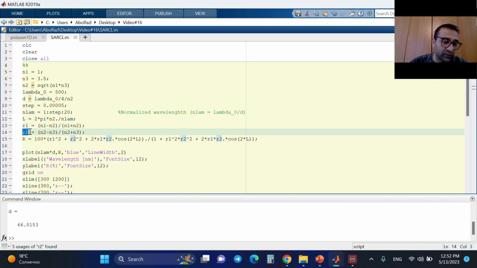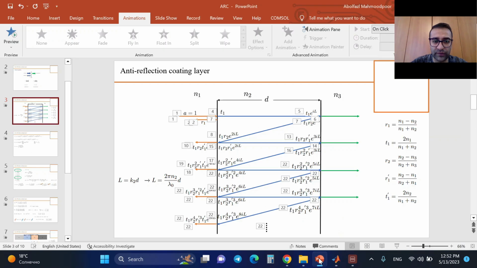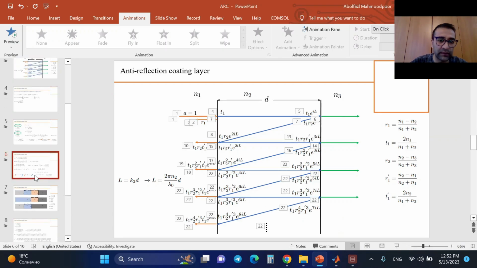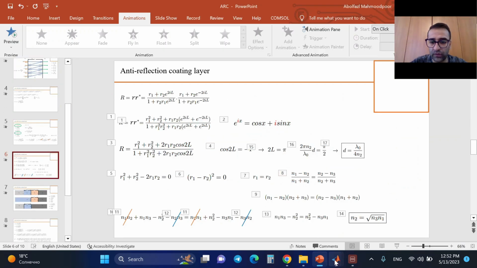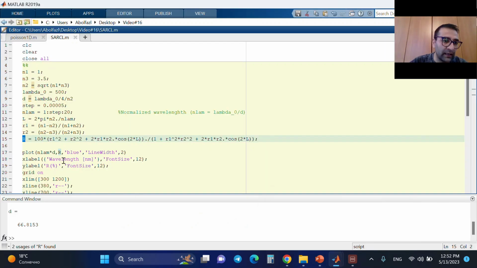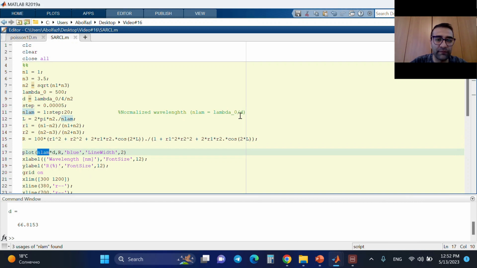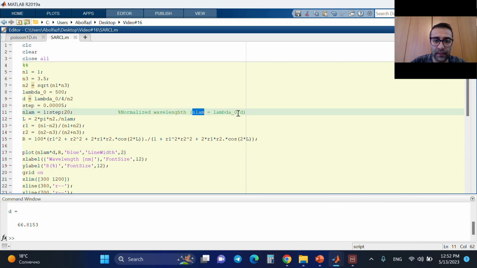I defined R2 here, N2 minus N3 divided by N2 plus N3. And this is the same relation that we have derived here. I just wrote exactly the same equation. And here I plotted the reflectance versus the wavelength, that is normalized lambda multiplied by d. Normalized lambda multiplied by d will give us the wavelengths. And indeed, because I'm changing the normalized lambda, I'm changing the wavelengths.